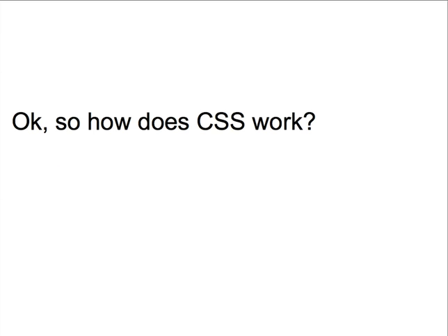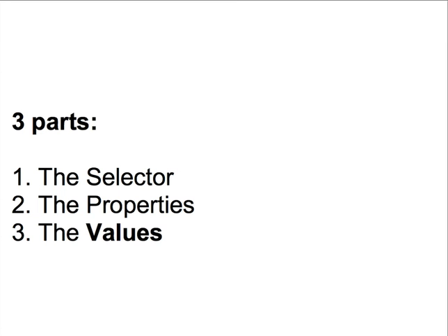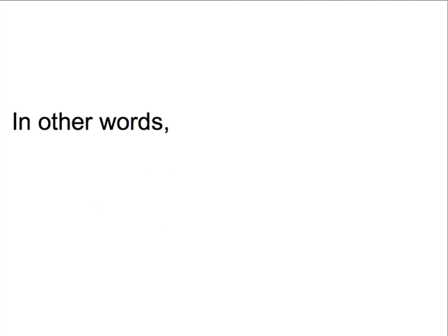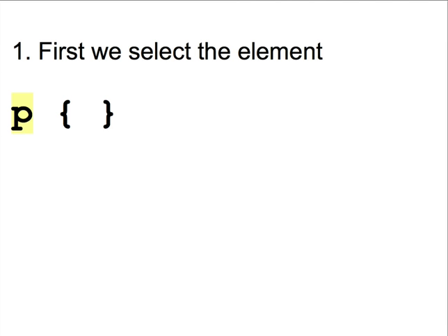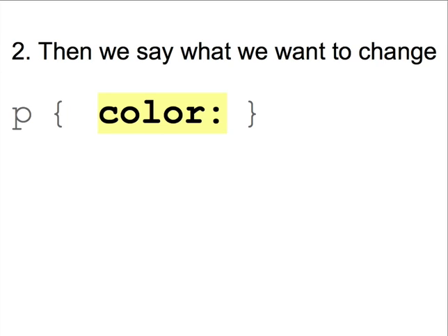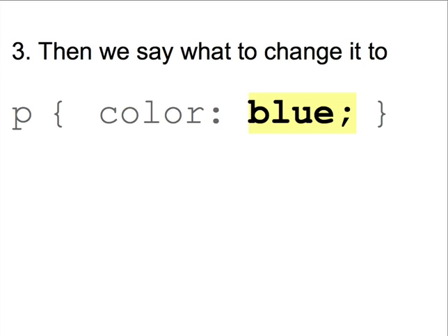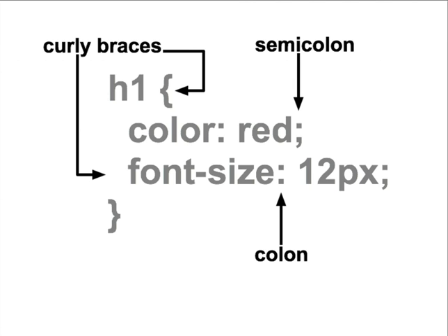Okay, so how does CSS work? Basically, there's three parts to CSS. There's the selector, properties, and the values. In other words, first you select an element, you pick what it is you want to change about that element, and then what you want to change it to. In this case, we're going to make all paragraphs have blue text.